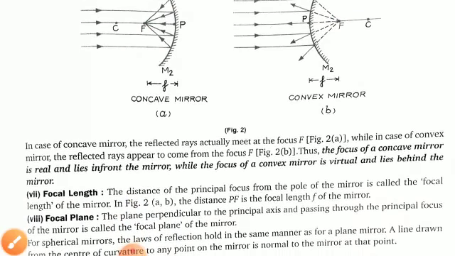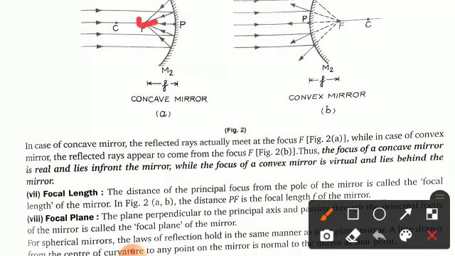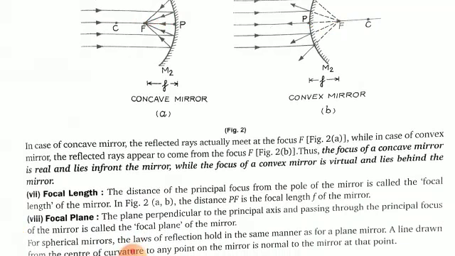Now we talk about focal length. The distance of the principal focus from the pole of the mirror is called the focal length. It means the distance between the focus and the pole of the mirror. This is your distance in concave and this is the distance in convex. So the distance between the focus and pole of the mirror is known as your focal length. I hope it is clear.